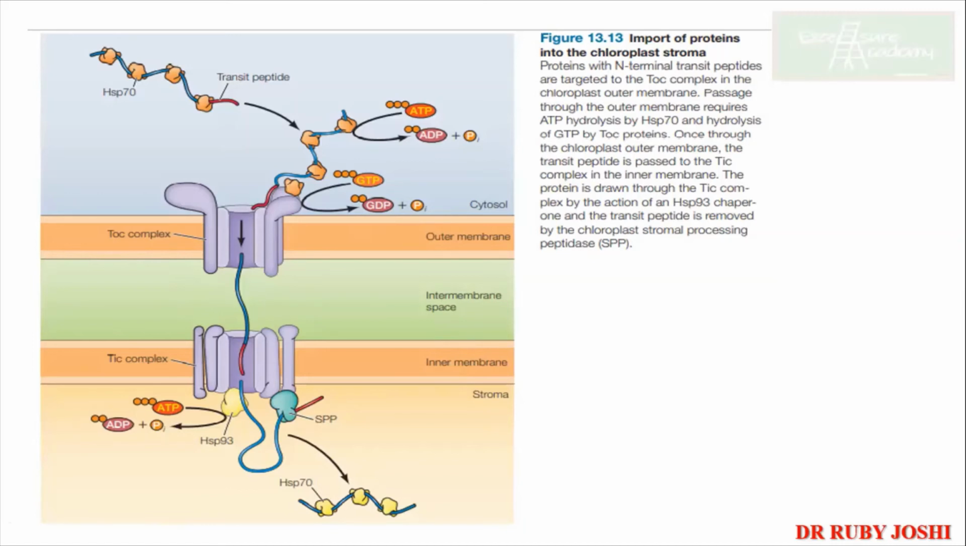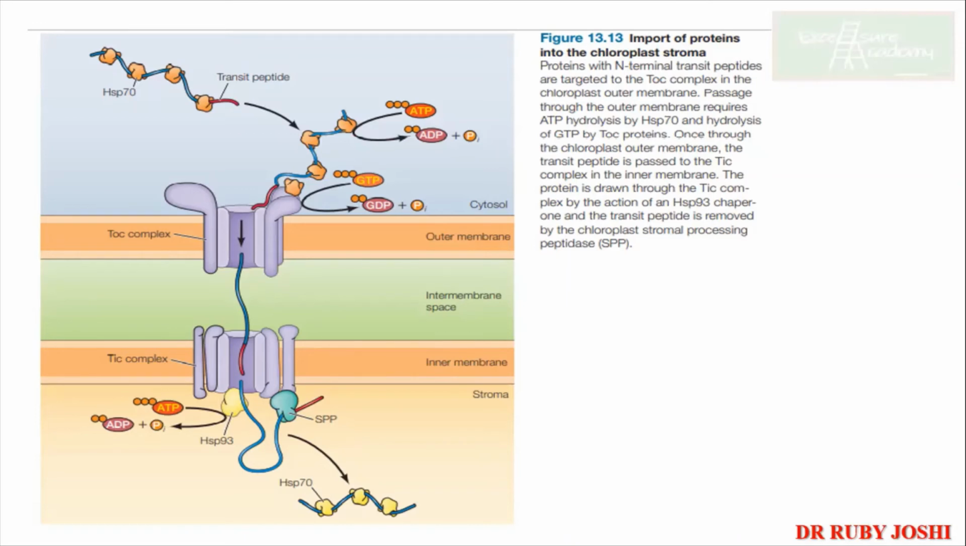Yes, would you like to try? Yes, ma'am. So there is a peptide, there is HSP70, which makes sure the protein is not folded, and it goes to the TOC complex. Before going there, there is ATP hydrolysis and GTP hydrolysis. There is also a transit peptide along with it, and it passes through the TOC complex.